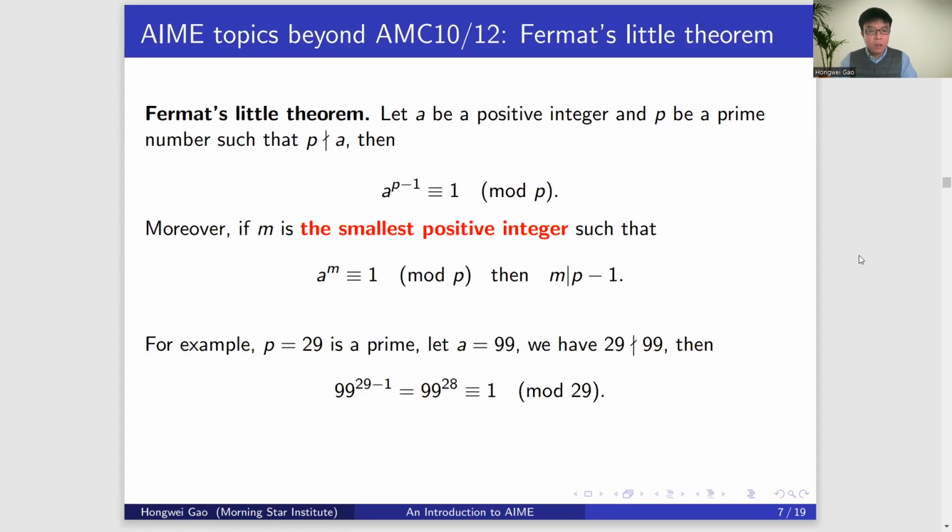The example is here. Say p is 29, a prime number. Let a be 99. We know that 29 is not a factor of 99. According to Fermat's little theorem, we have 99 to the exponent 29 minus 1, which is 28, has remainder 1 when divided by 29.